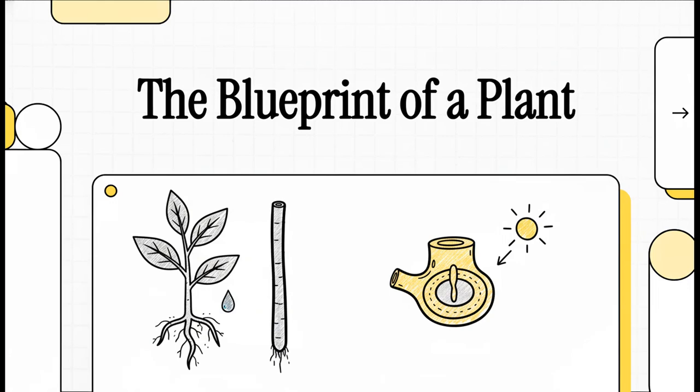Have you ever really stopped to look at a plant and just wonder, how is it all put together? From a giant tree to a little flower, they all kind of follow a basic blueprint. Today, we're going to break down that blueprint. We'll look at the fundamental parts of a plant, what they do, and some of the incredibly clever ways they adapt to survive. So, let's get started.